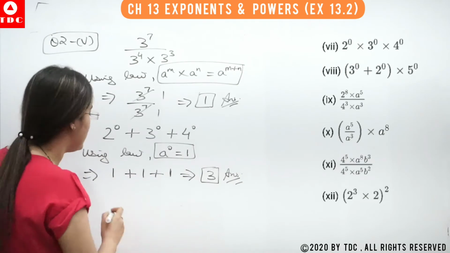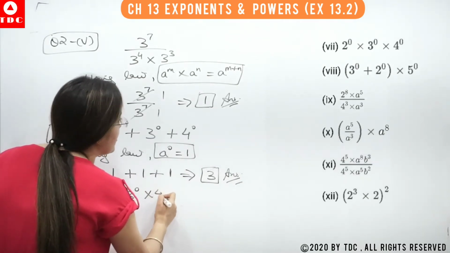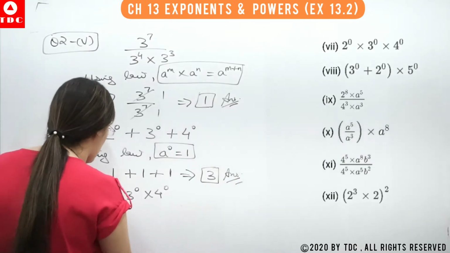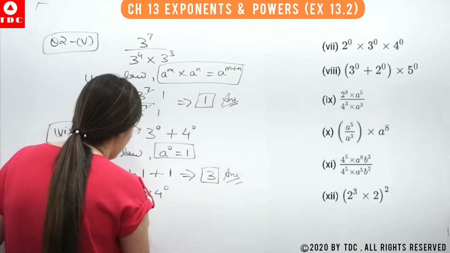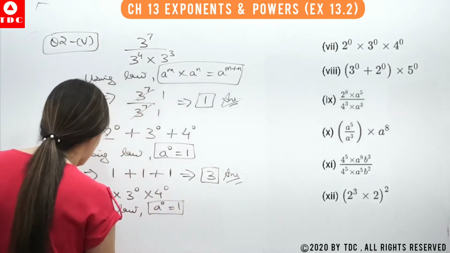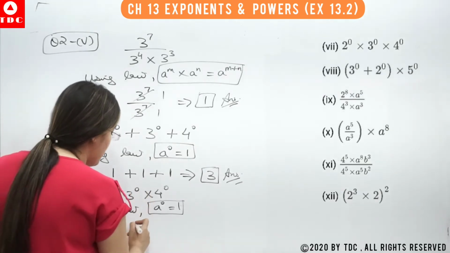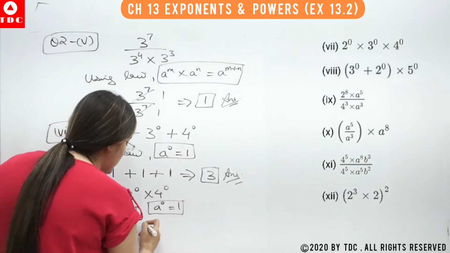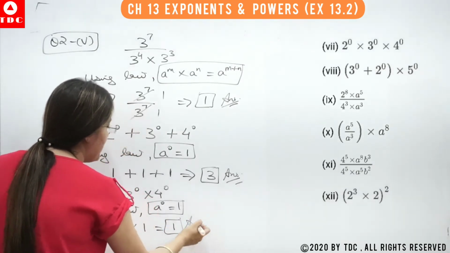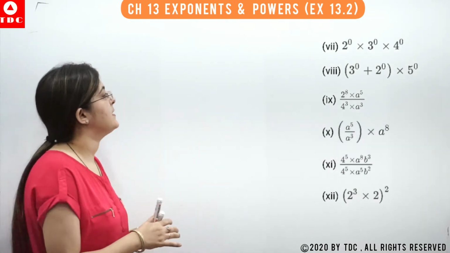The seventh part is 2 to the power 0 into 3 to the power 0 into 4 to the power 0. Again we are using the law that any number to the power 0 is 1. So what will we write? 2 to the power 0 is 1 into 3 to the power 0 is 1 into 4 to the power 0 is 1. So our final answer will be 1. See the eighth part now.